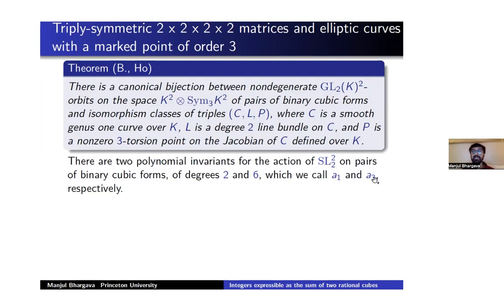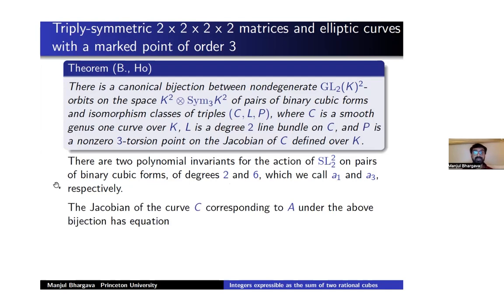And the reason we call them A1 and A3 is that if you look at the Jacobian of the curve C that arises from a pair of binary cubics with invariants A1 and A3, that Jacobian has equation y squared plus A1xy plus A3y equals x cubed, which is the universal family of elliptic curves having a three torsion point, namely at (0, 0). And so there's the three torsion point on the Jacobian. It's just (0, 0).